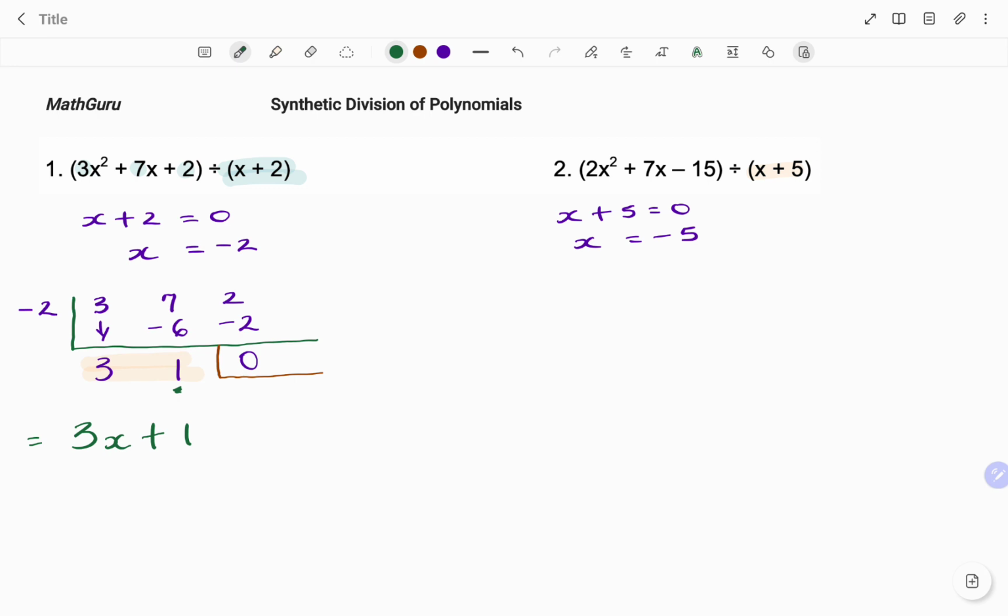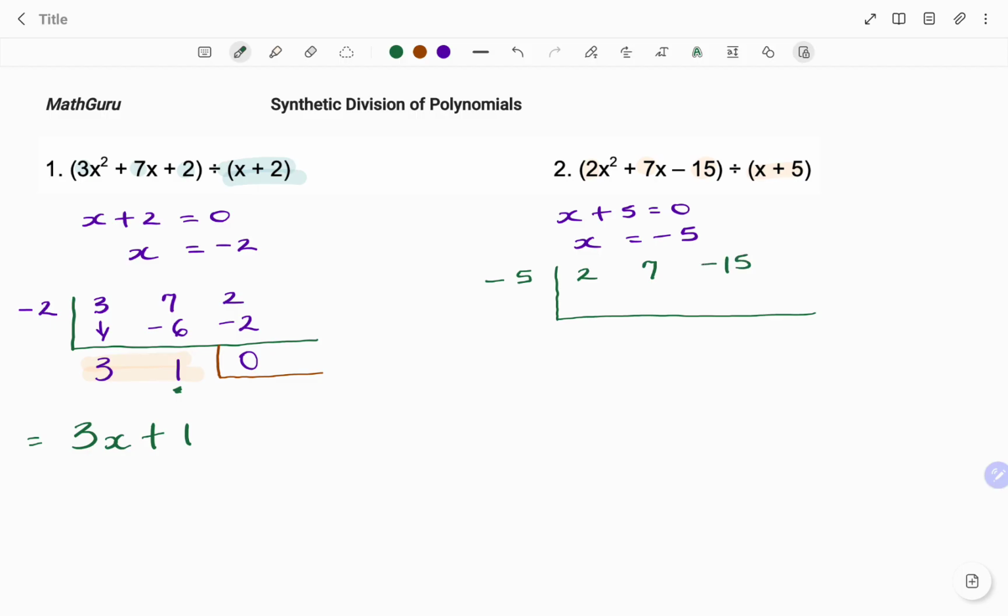Then I draw my table for my division, whereby I'm dividing with my negative 5, that's the factor. And then the next step is to list all the coefficients of my polynomial on the same line. The coefficients are attached to my variables and then including my constant term. So I start with 2, I have positive 7, and the last one, negative 15, that's the constant.